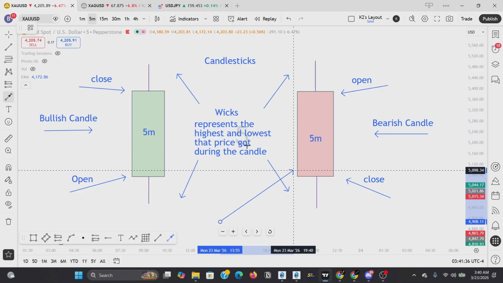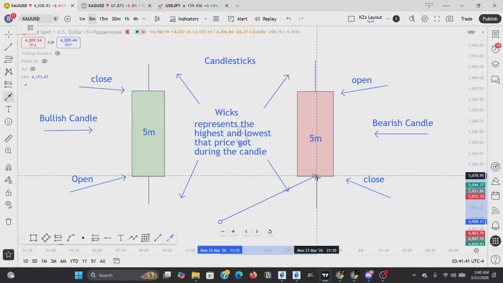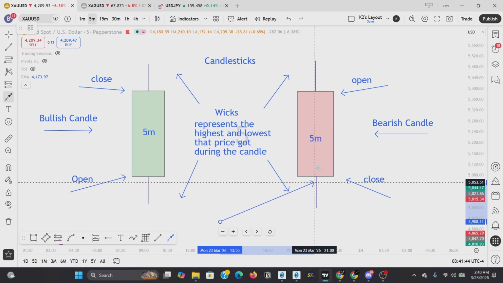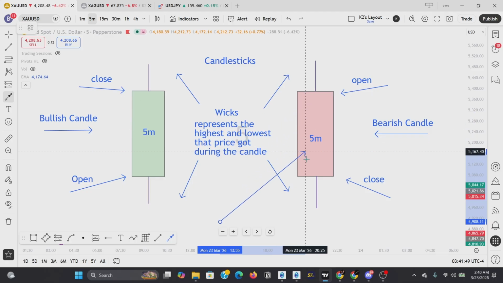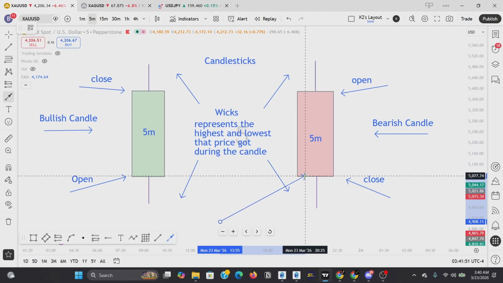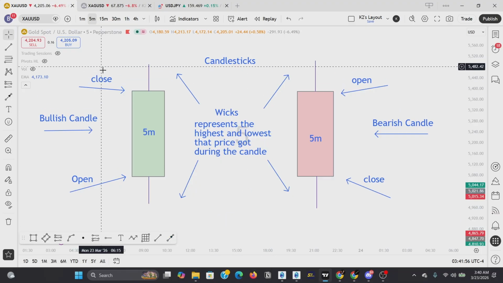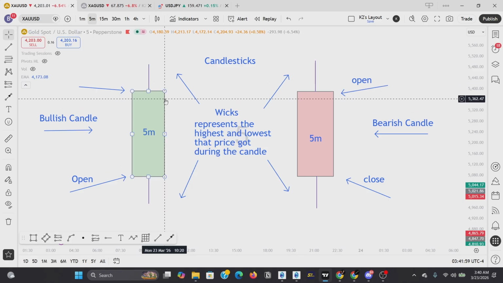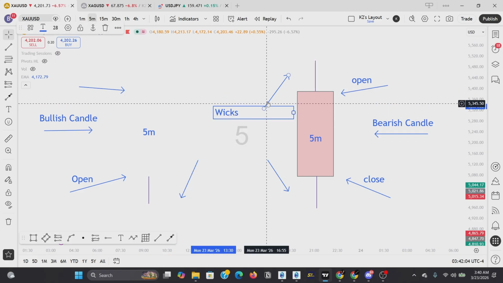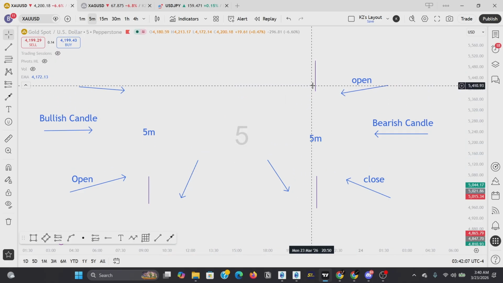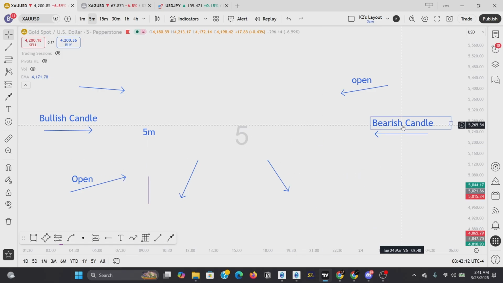Now for this red candle, price opened up right here. It went all the way down here to that wick. It came all the way back up here to this wick, but it ultimately came all the way back down and closed right here. And that is what formed that 5-minute candle. Now, that is candlesticks for you. I gotta take my time deleting all this.